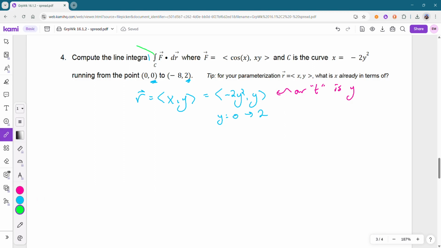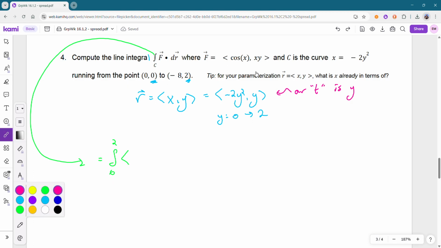And so here, translating this becomes the integral from 0 to 2 of our vector field, which is cosine x, xy. If we want, we can plug in now from our parameterization based on what x and y are. So here, cosine x becomes cosine of negative 2y squared, and xy becomes negative 2y squared times y.